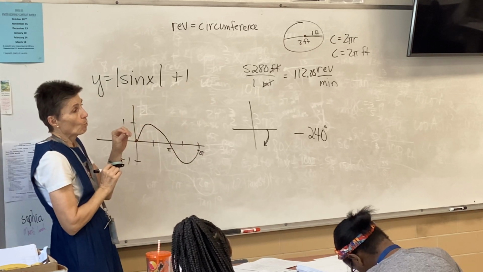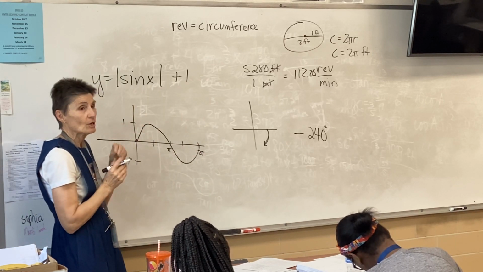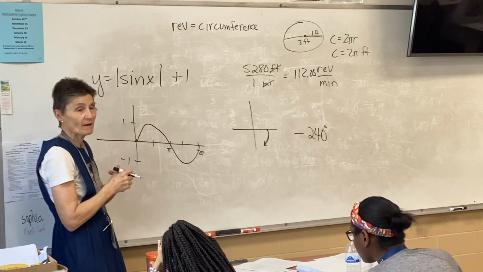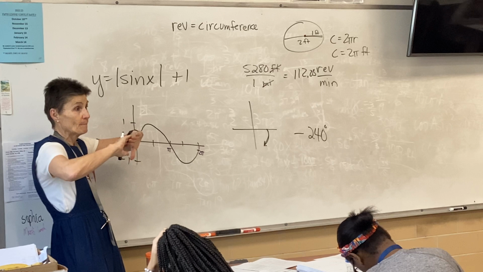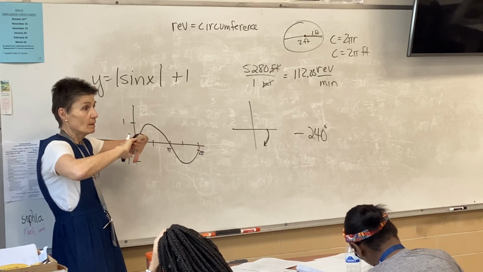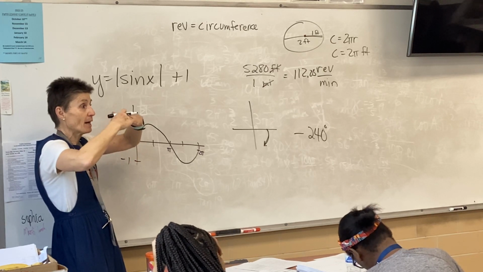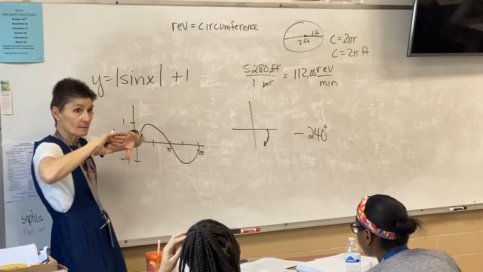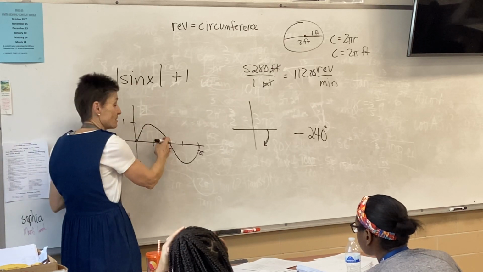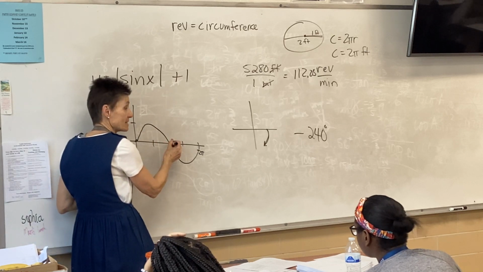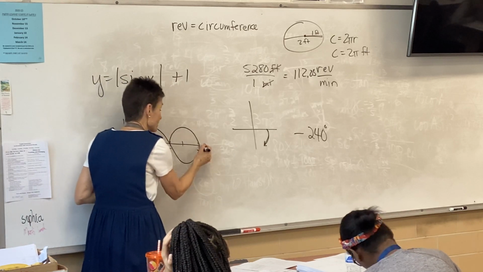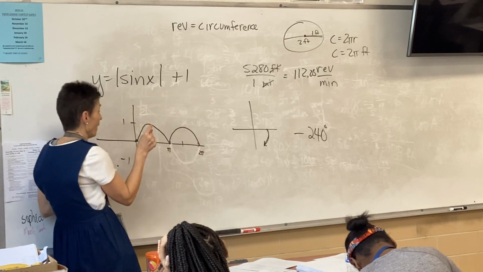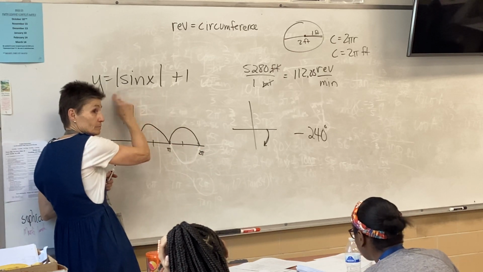Now, what if I take the absolute value of that? Who remembers from way back in chapter 1? When you take an absolute value of a function, what does it do? It takes the bottom and flips it up. So anything that's positive stays positive, but anything that's negative becomes positive. So this is a picture of the absolute value.